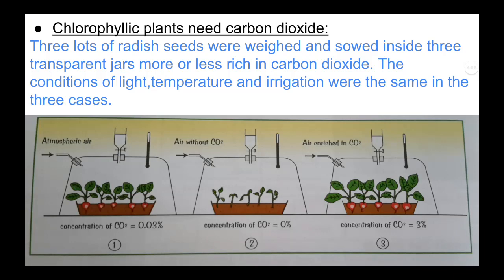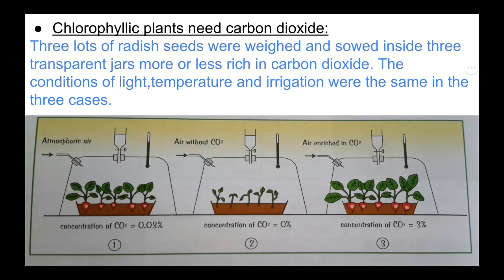Chlorophyllic plants need carbon dioxide. Previously we said that chlorophyllic plants need water, the first main need of a plant. The second one is the need for carbon dioxide. Here we have 3 lots of radish seeds that were weighed and sowed. We put them inside 3 transparent jars, more or less rich in carbon dioxide, which means carbon dioxide is a variable factor here. Please pay attention to the terms that I am using. Variable factor means a factor that is changing.